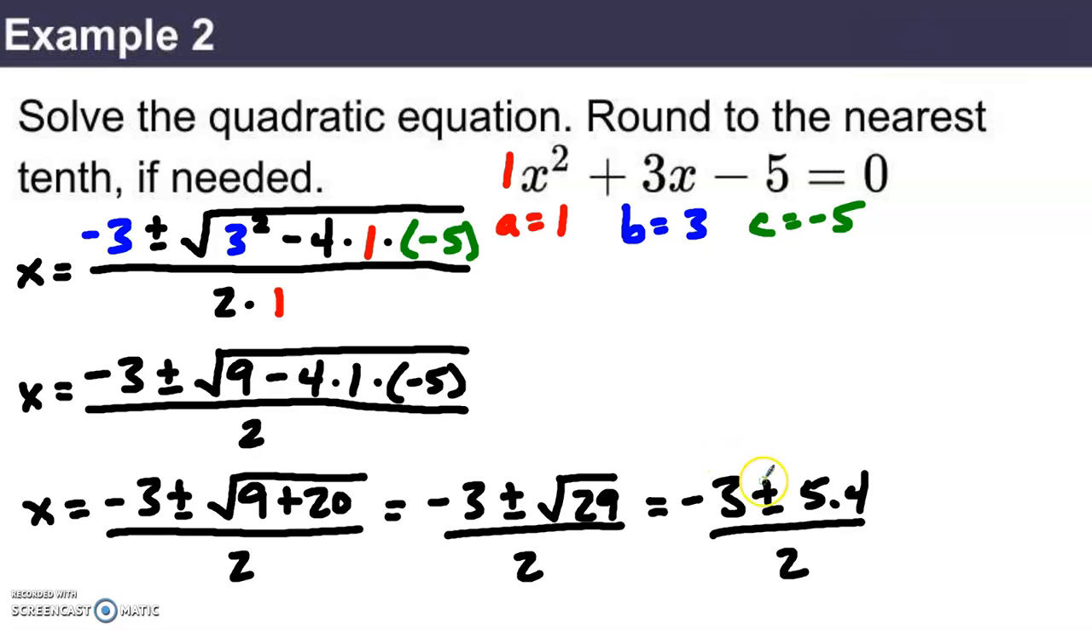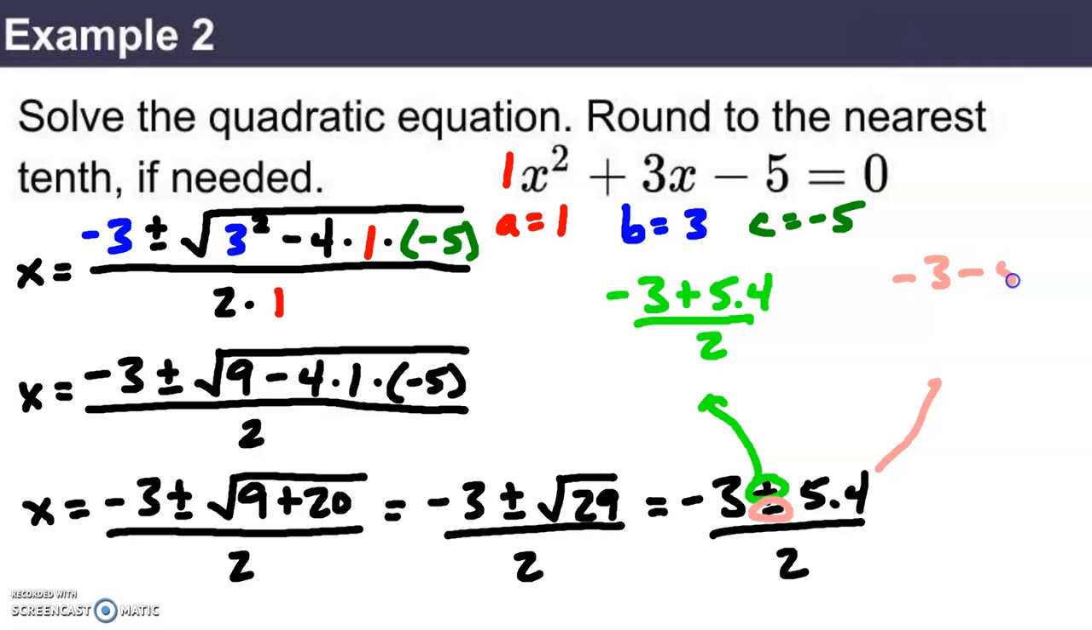So now I can use the plus sign to get one of my answers, negative 3 plus 5.4 all over 2. And I can use the negative sign, the minus sign, to get my other answer, negative 3 minus 5.4 all over 2.